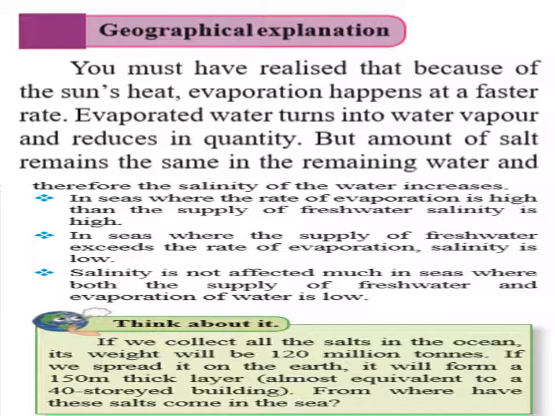Let's see a few geographical reasons behind it. You have known that because of the sun's heat, evaporation happens at a faster rate. Correct? Evaporated water turns into water vapor and reduces in quantity. So the water eventually gets reduced. But the amount of salt remains the same in the remaining water, children. And therefore the salinity of the water increases. Okay, children, I hope you understood this concept.